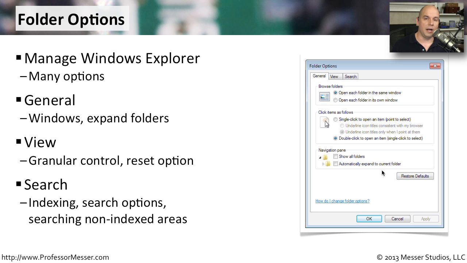You also have folder options for searching. Windows will index a lot of folders, but you can define exactly what folders are indexed, and then you can also define how your searches will work in an area of your drive that is not indexed. All of those options will be available for you inside of that search tab inside of the folder options.